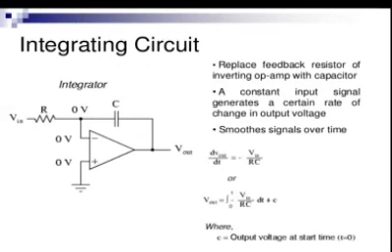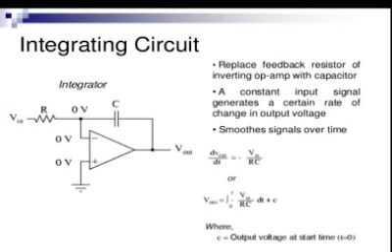Integrating circuit. A circuit in which the output voltage waveform is the integral of the input voltage waveform is the integrator, or the integration amplifier. It means the output is an integrated form of the input. You can supply any voltages, but the output should be an integrated form of the input. It's called an integrator. Okay, so we can check it.